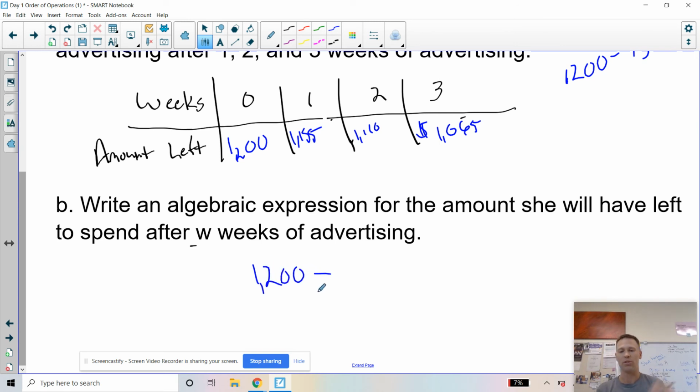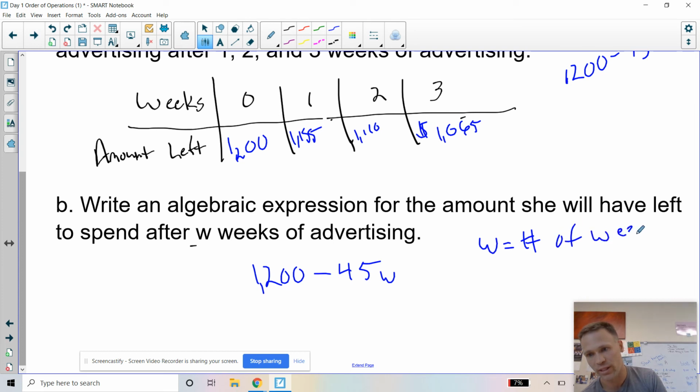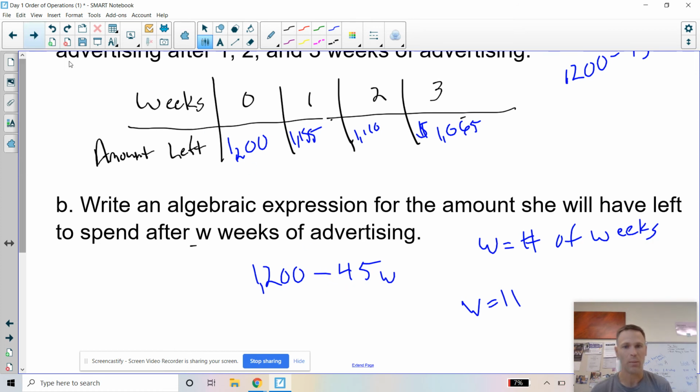And what are we doing? Well, we're subtracting how much? 45. And how often are we doing that? Every week. So W represents the amount of weeks. So W equals number of weeks, or amount of weeks, like I wrote last time. And so now if W is going to be equal to 11 weeks, right, she could substitute W in and do that calculation. Quick and easy instead of making a table.